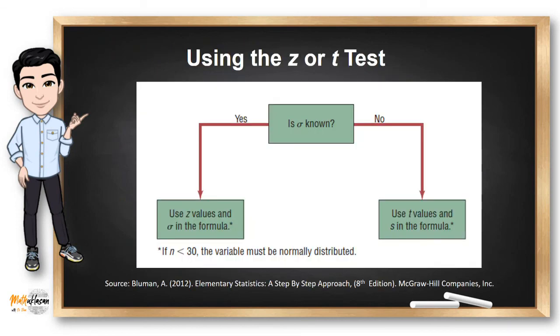To avoid any confusion whenever you want to decide how to use the Z or T test, you can follow this guideline. So the first thing that you need to ask is if the sigma is known, or the population standard deviation is known. If the population standard deviation is known, then you can use the Z test. If the population standard deviation is missing, you can use the T test. But remember that n is greater than 30, or if n is less than 30, then the variable must be normally distributed, or the type of variable that you are using is assumed to be normally distributed.